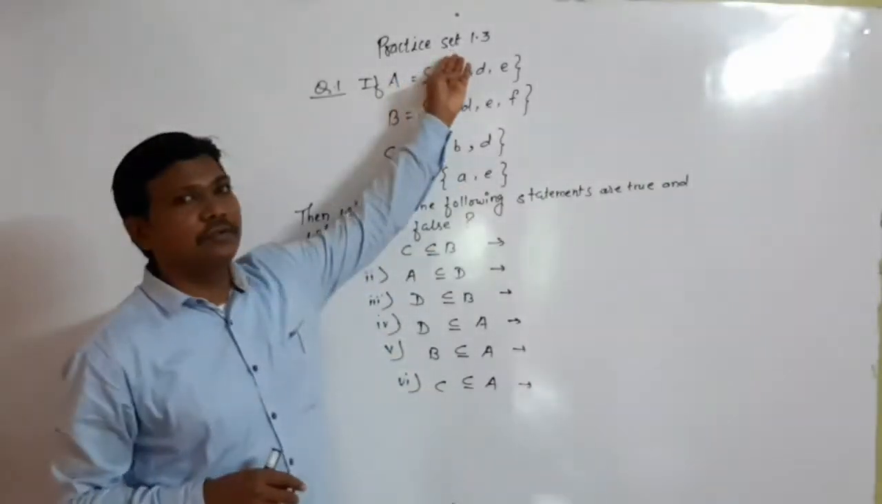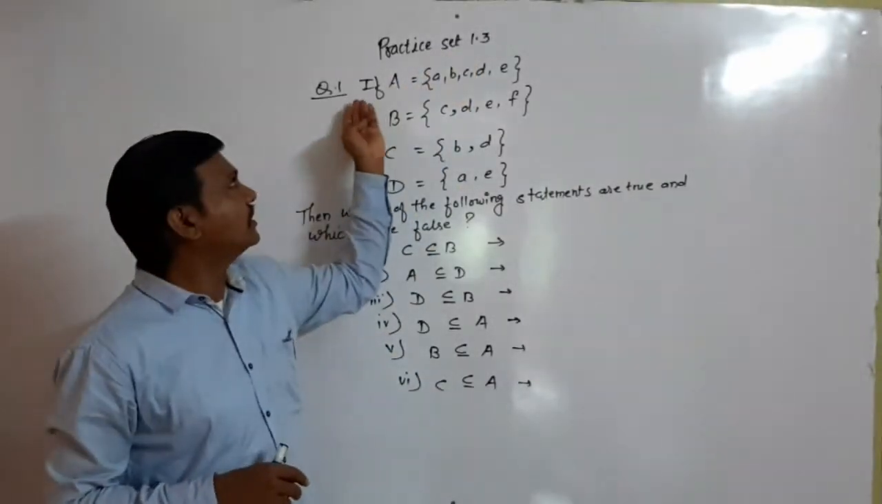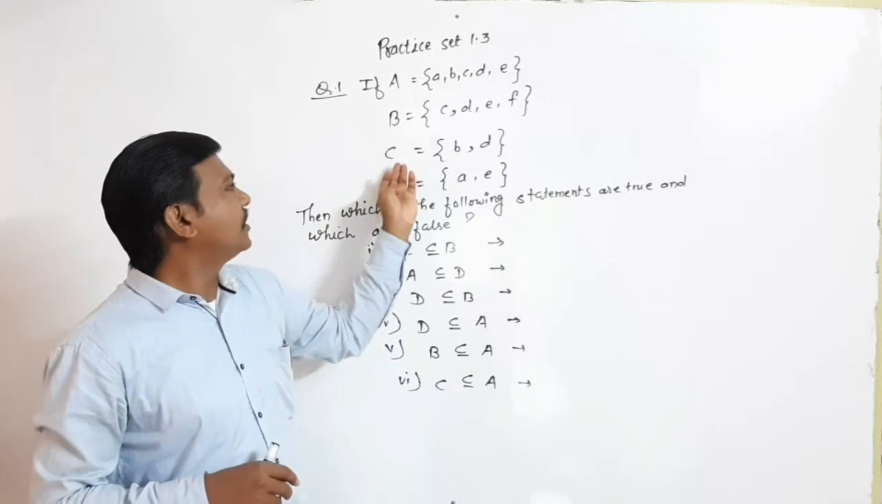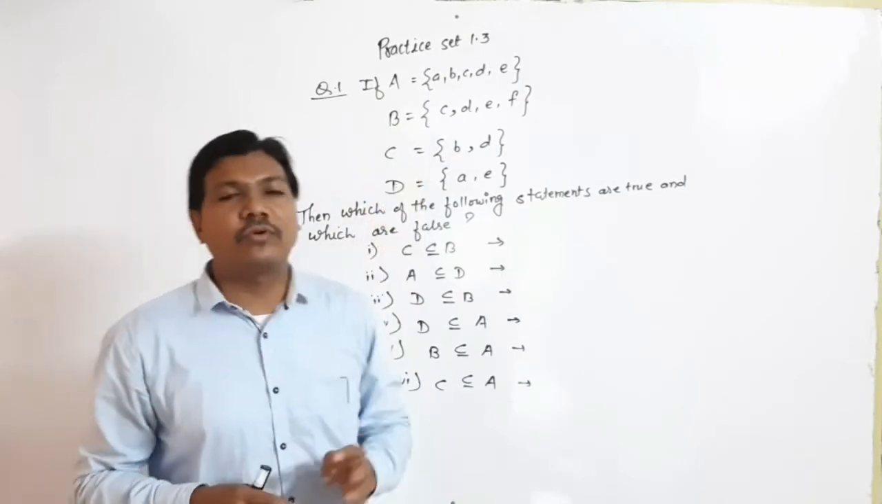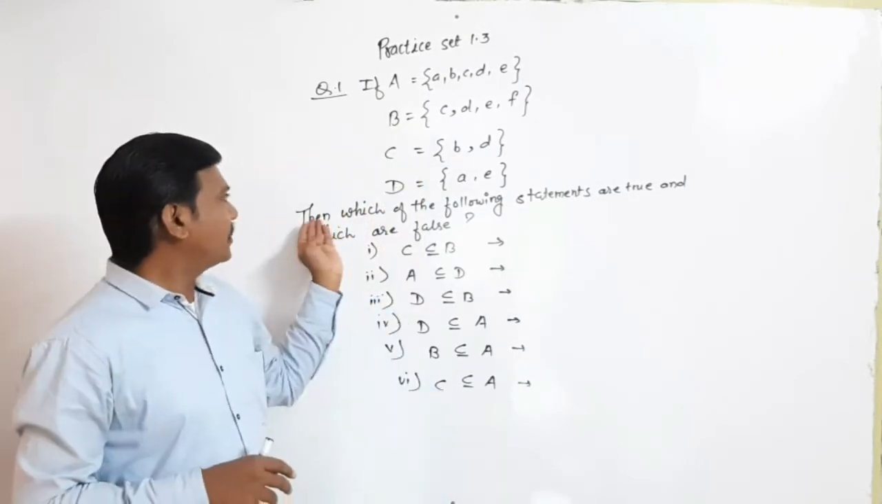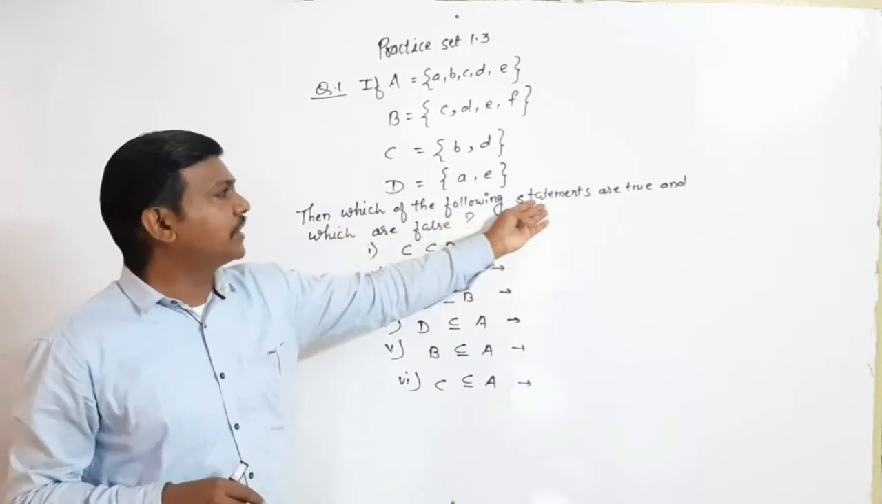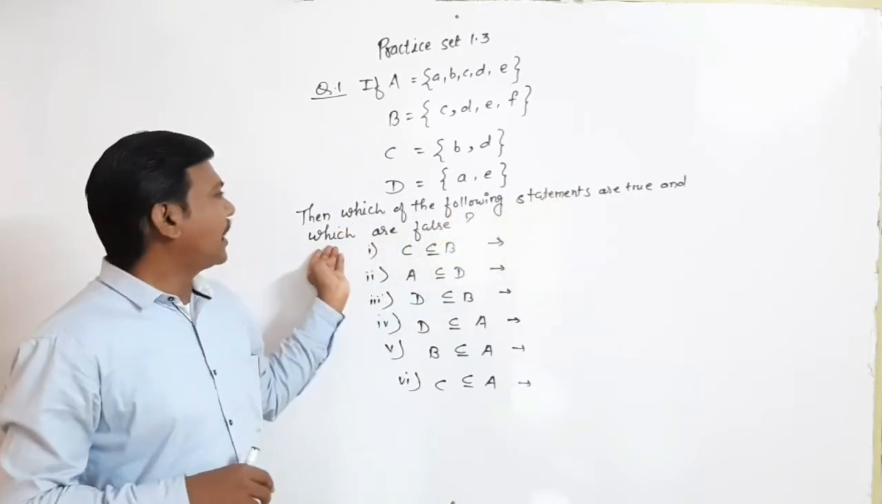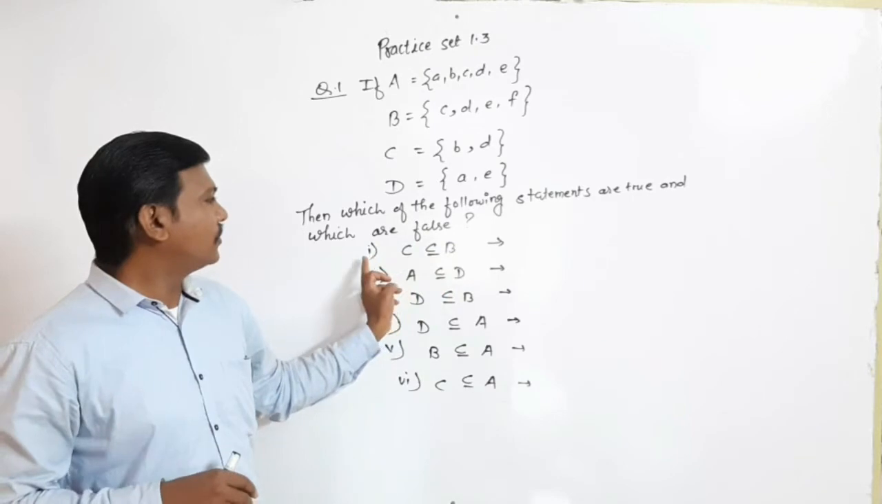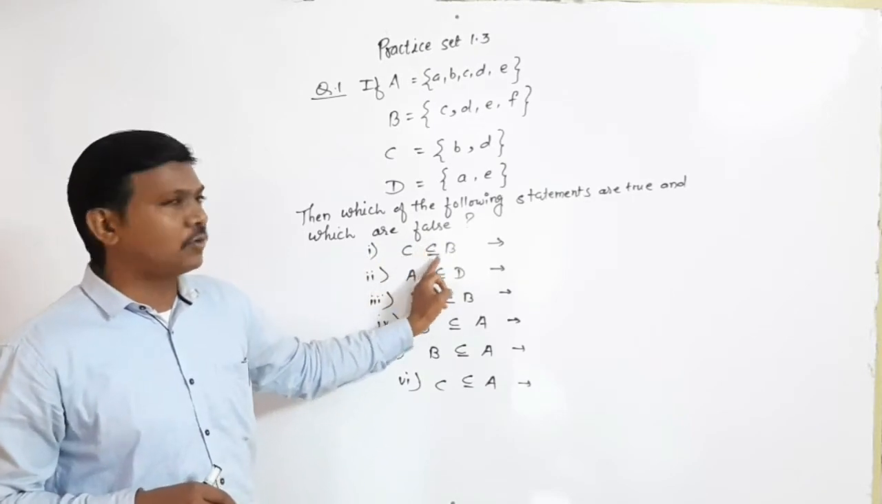Start practice set 1.3, question number 1. Here A, B, C, D, four sets are given, and the question is which of the following statements are true and which are false. So first, C is a subset of B.